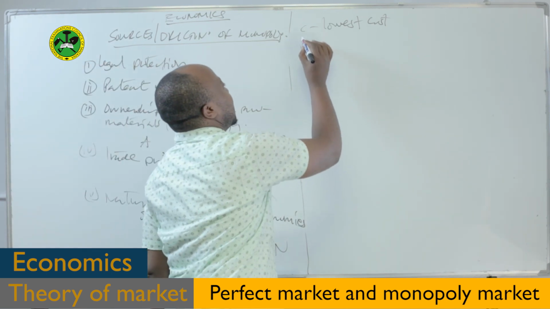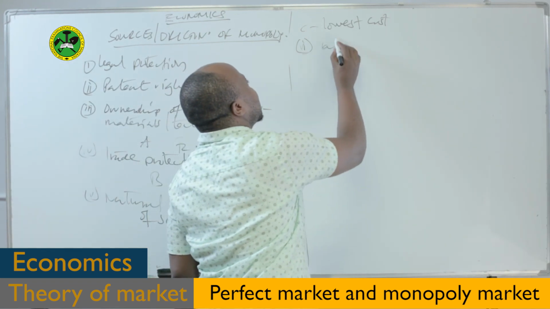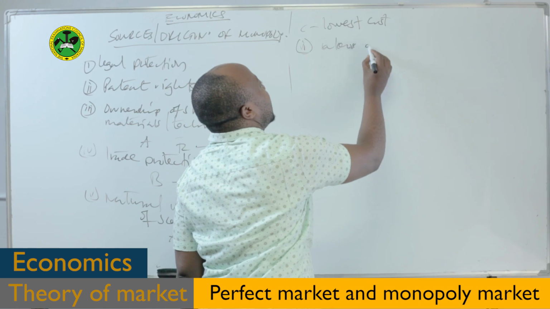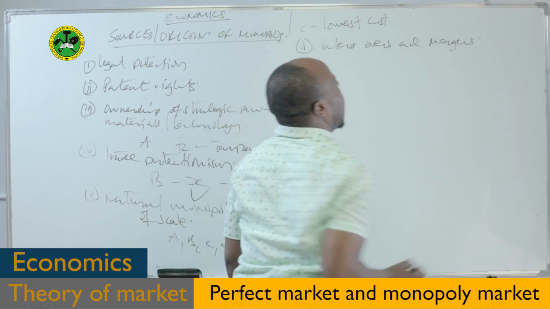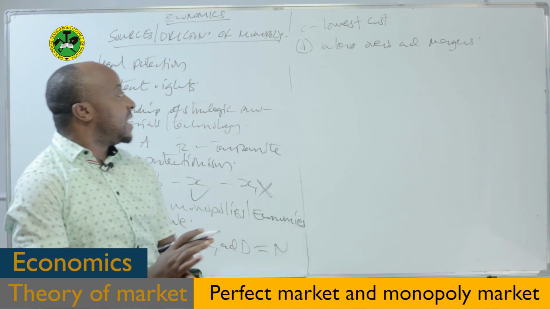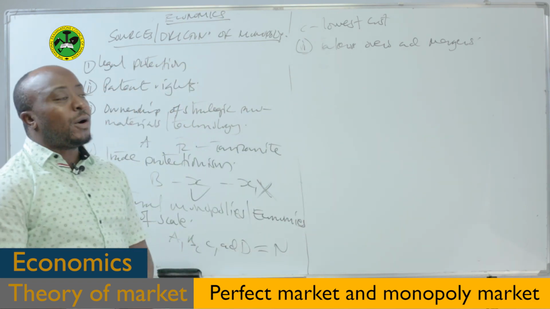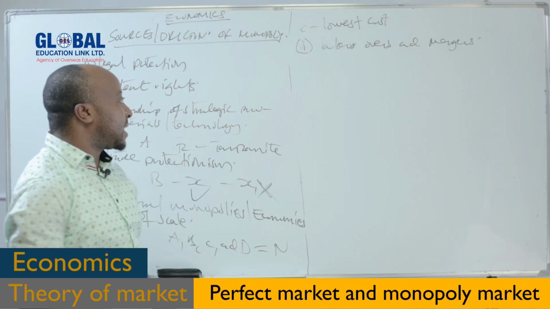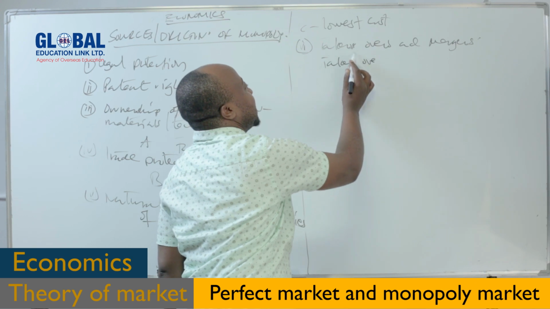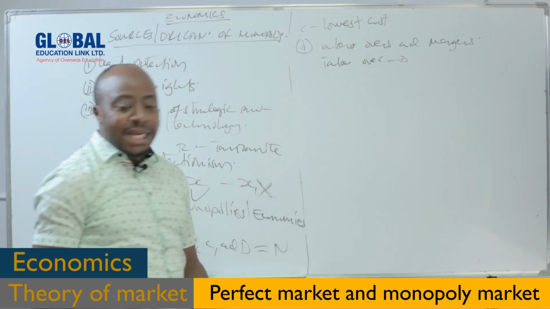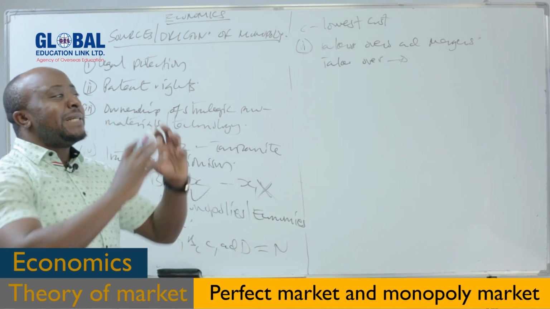And the last source, we have the so-called takeovers and mergers. It means some firms may emerge as monopoly because of takeovers and mergers. What is a takeover? Economically, a takeover is a tendency of one firm to buy another firm and emerge as one firm.